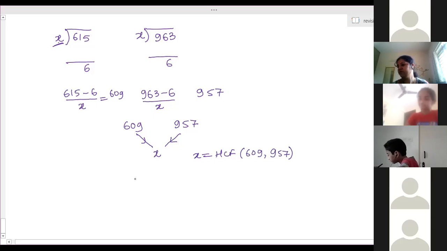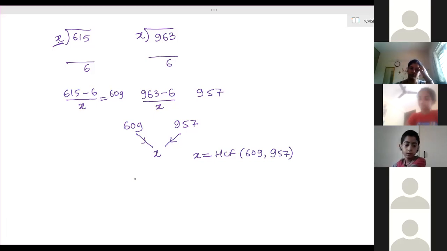Clear? Is it clear why we need to subtract, and why we need to find HCF? Try to understand the meaning. Then it is easier for you to find whether I need to go for HCF or whether I need to go for LCM. Otherwise, the confusion will always stay in mind.